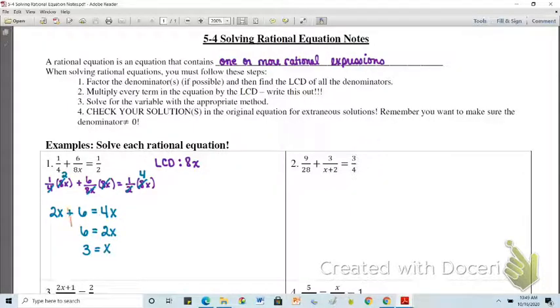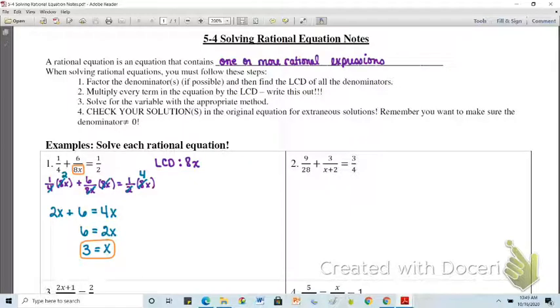I need to check to see if it works in my denominator. So the only denominator I need to check is 8x. 3 times 8 is 24. It is not 0. So this is a solution.